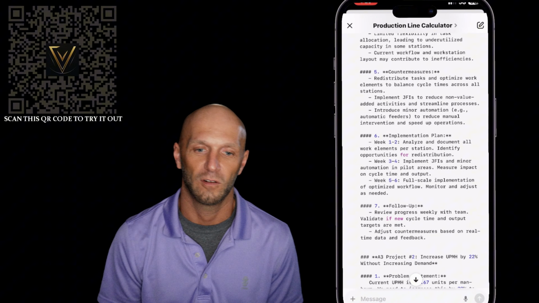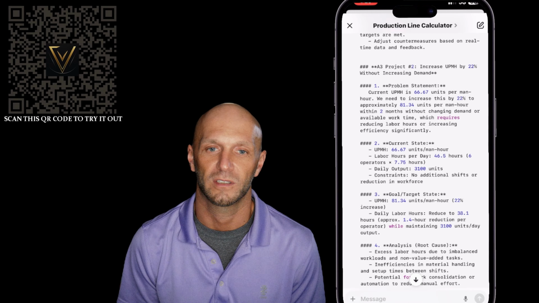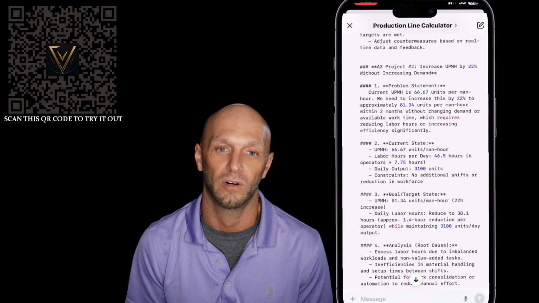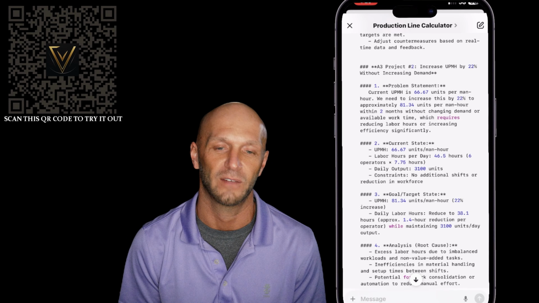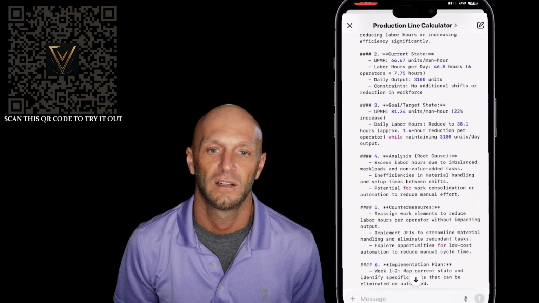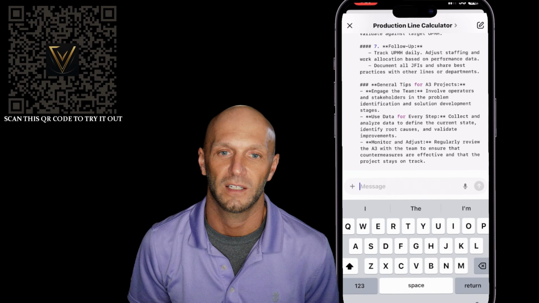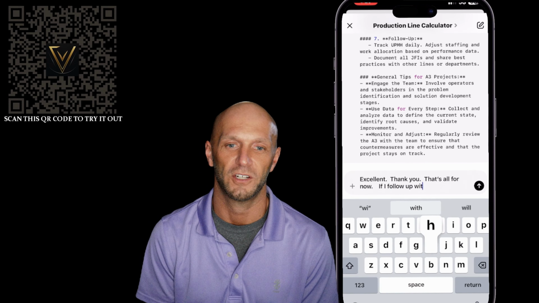So then it's talking about our follow-up. Now it's going into the project 2. Problem statement. Current units per man hour is 66.67. We need to increase this by 22%, which is approximately 81.34 units per man hour within 2 months without changing demand or available work time, which requires reducing labor hours or increasing efficiency significantly. It goes into our current state, gives us our goal and target, it goes into some of our root causes, and then it pilots out and gives us the roadmap for the duration of this project.